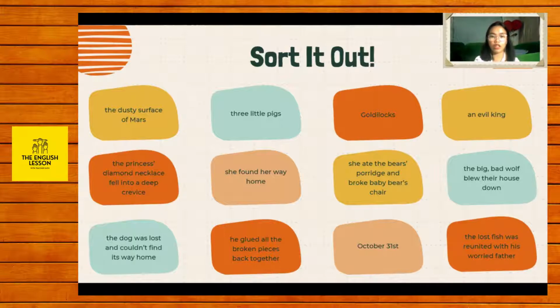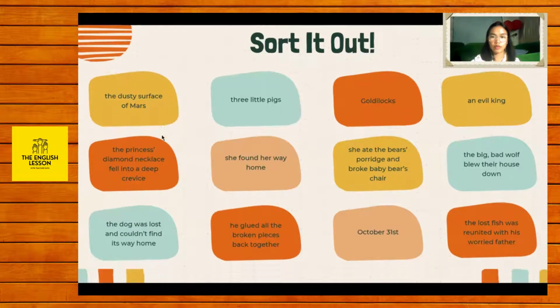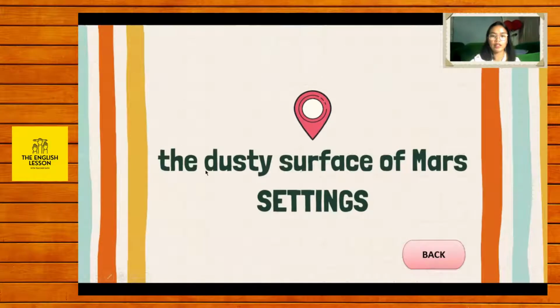So what do you think? Is it under the character, the setting, the problem, or the solution? So let's hear your answer. So let's see if your answer is correct. Okay. The dusty surface of Mars is under the setting. So yes, if you are right, congratulations.